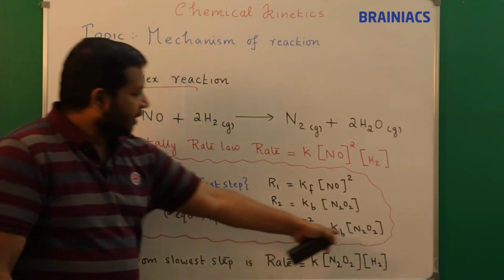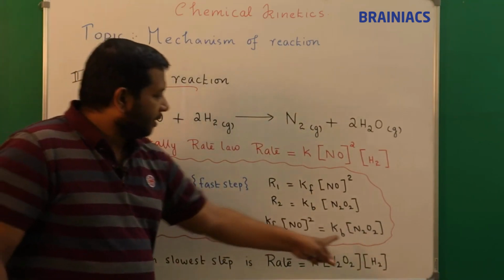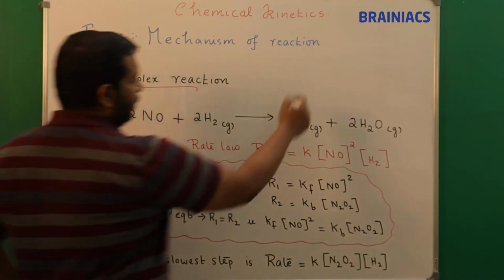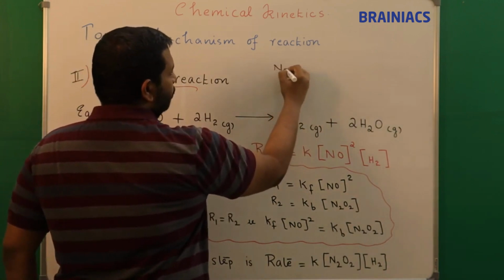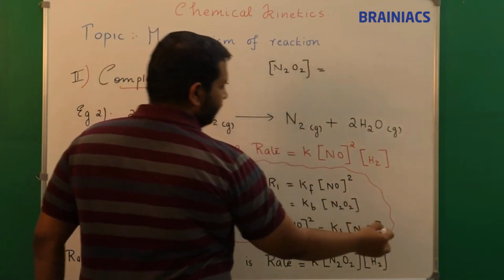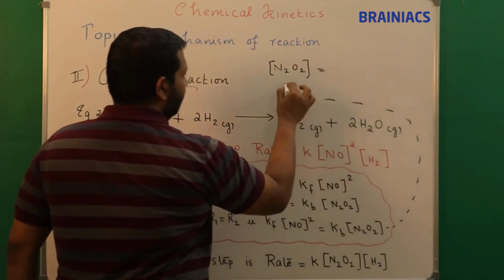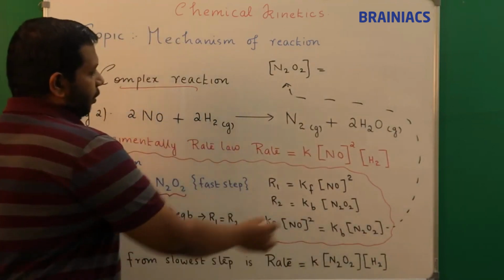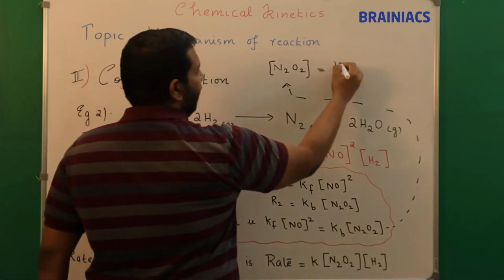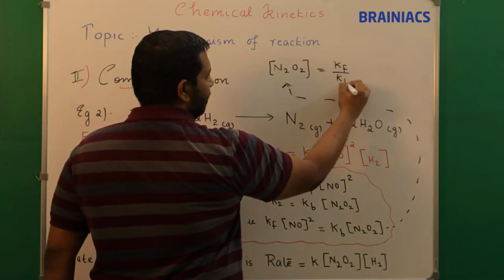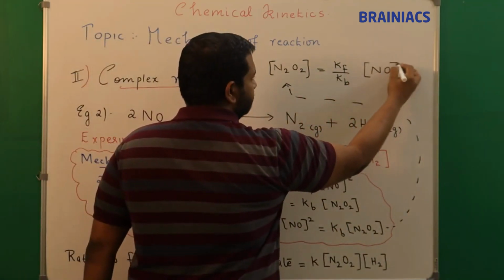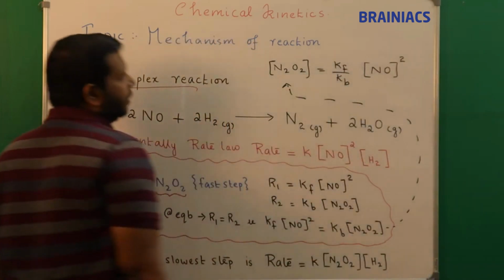Now what is the advantage of writing like this? From this, the concentration of N2O2 can be written as, I am writing here for your understanding, concentration of N2O2 is equal to Kf by Kb into NO square. Correct? Kf by Kb NO square.